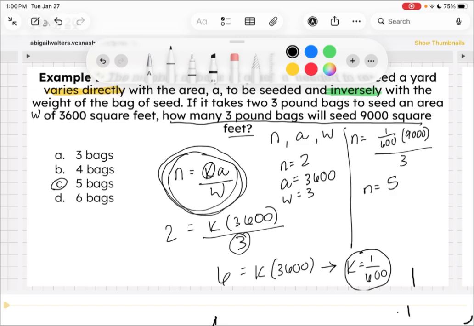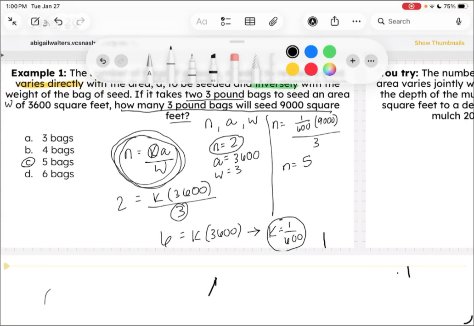Make sure you distinguish, in these cases where you have 2 3-pound bags, make sure you put the correct number here.